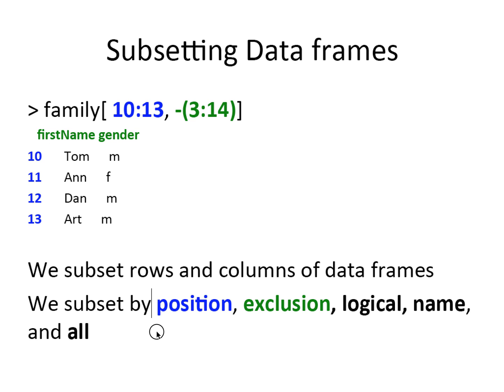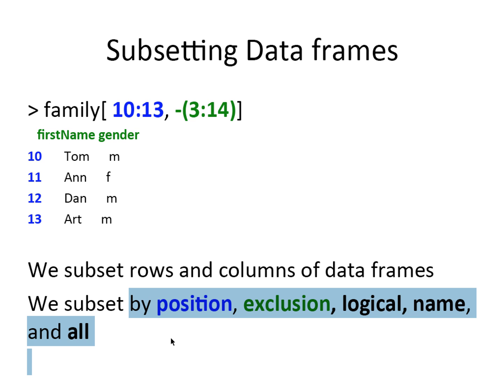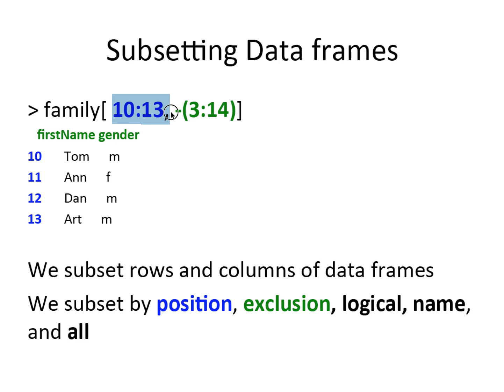Okay, you can do all the same stuff we're used to: position, exclusion, logical, name, all, any, and so on. Same subsetting, we just have it divided by this comma to go over both dimensions. So try this out. Get that family data set into R, create the data frame, and try to do this subset and see if you can end up with Tom, Ann, Dan, Art, all the rest.